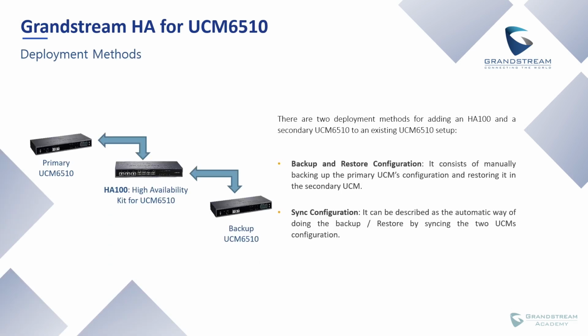And there are two deployment methods for adding an HA100 and a secondary UCM 6510 to an existing UCM 6510 setup: backup and restore configuration, which is done manually, backing up the primary UCM configuration and restoring it in the secondary UCM. And the second method is the synchronization of the configuration. It can be described as the automatic way of doing the backup and restore by syncing the two UCM's configuration.